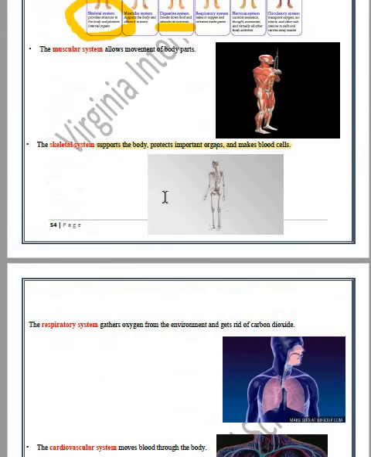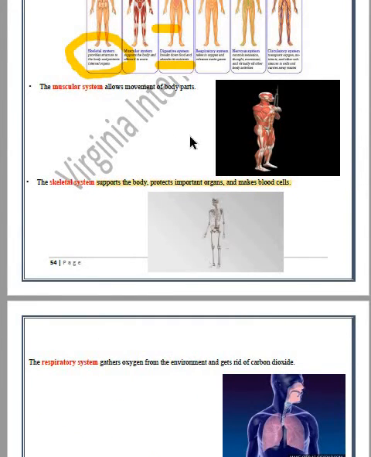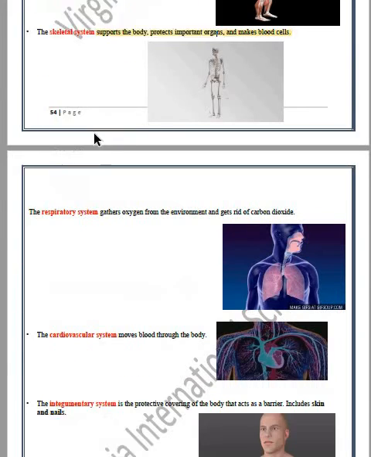Okay, let us know the muscular system. The muscular system is a system of muscles that's found all over the body, and these muscles allow the movement of different body parts. So the muscular system allows the movement of the body parts.